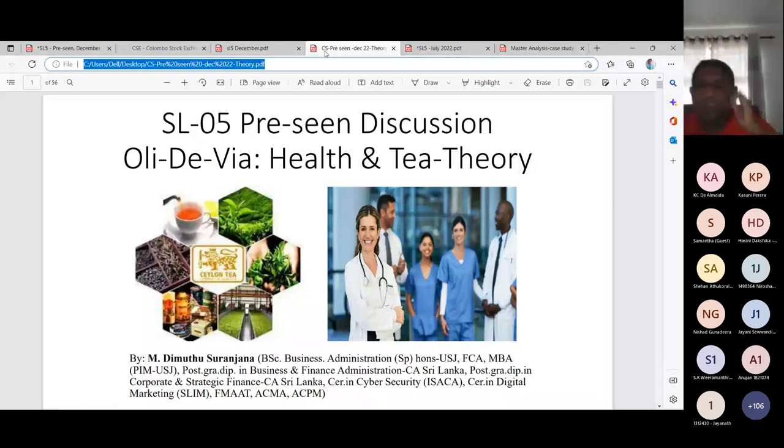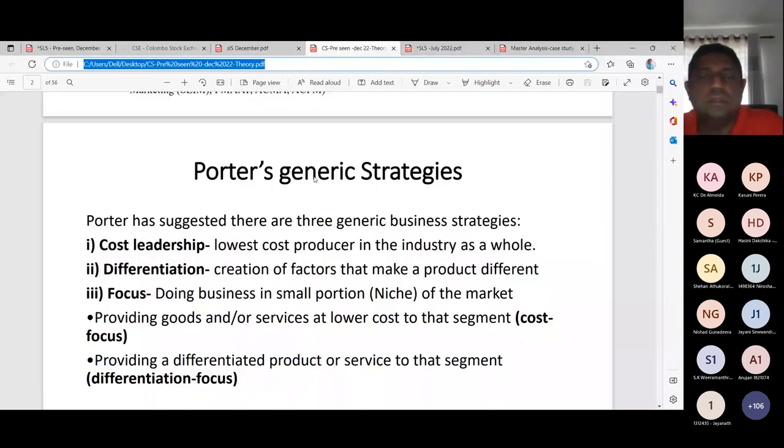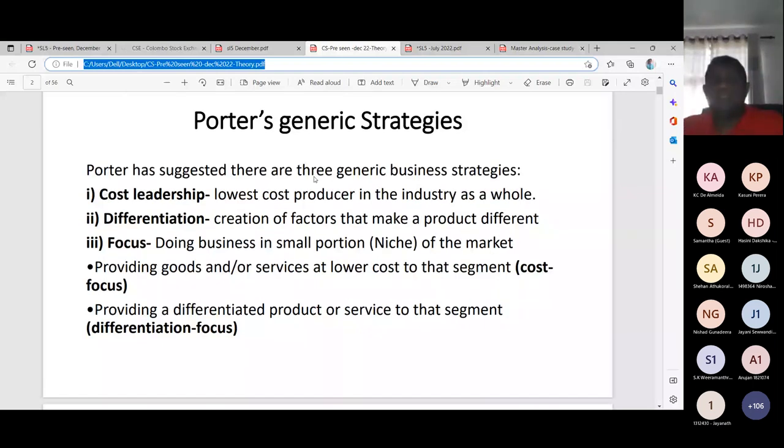So while I'm going through the pre-seen information, I will try to connect with the respective theory area also. So what I have told you is here they talk about the hospital and a little bit about their strategy also, hospital strategy. If you look at that theory part, we can connect with Porter's generic strategies.